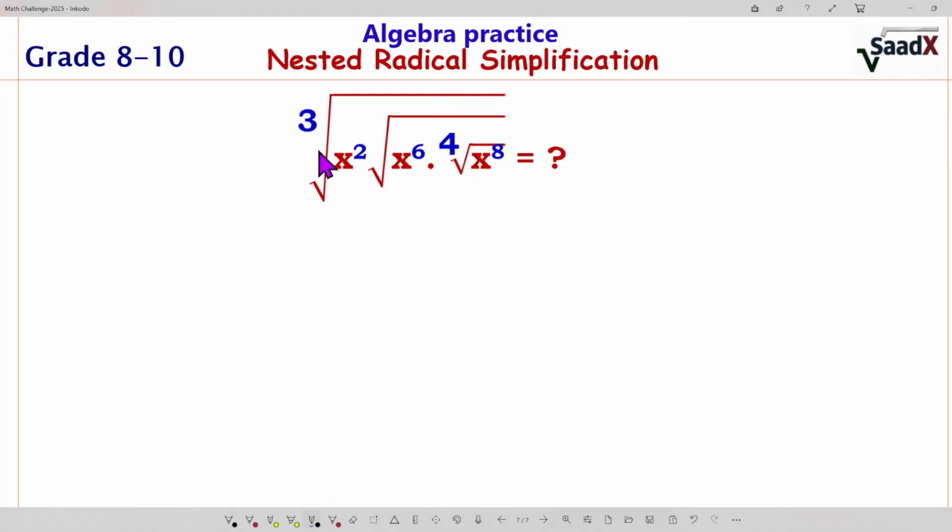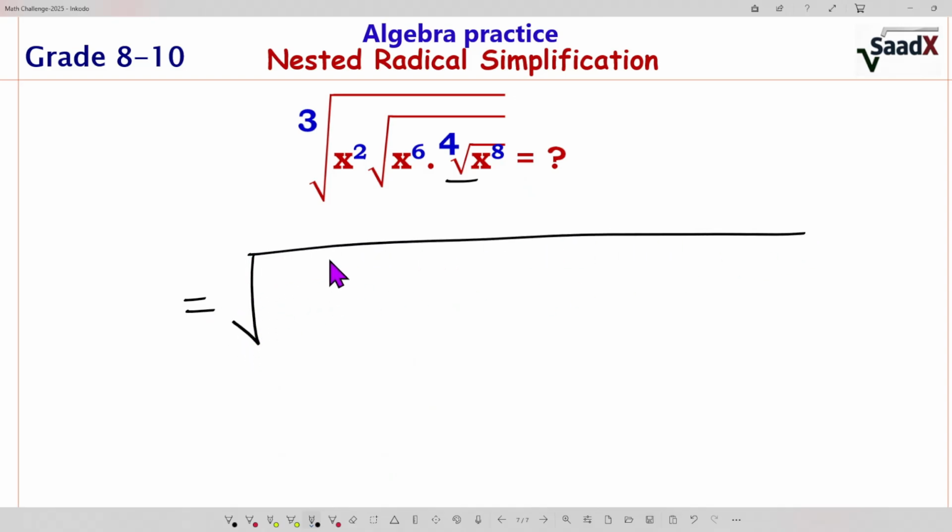Here is the cubic root of x squared times the inner root of x to the power 4 times the fourth root of x to the power 8. So first we can write this as our main root, the cubic root of x squared. Then the inner root will be unchanged, it will be x to the power 6 times this fourth root of x to the power 8.